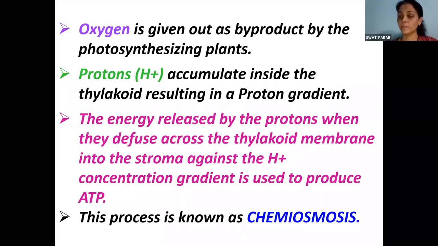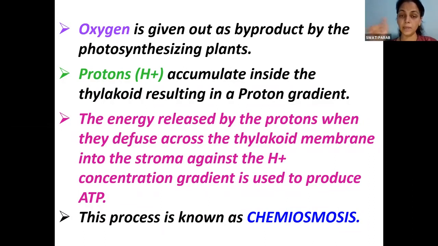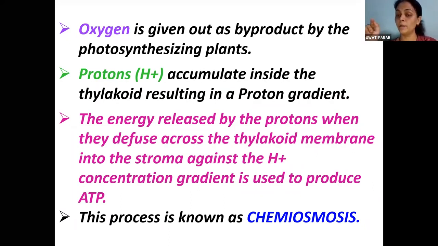Ma'am, can you repeat again? Which point? Ma'am, protons will... Yeah. See, these protons, write down: these protons will be collected in the lumen of the thylakoid. Protons will be accumulated in the lumen of the thylakoid during photosynthesis. Means क्या मतलब हुआ? The protons will pass through the thylakoid membrane and get collected in the lumen of the thylakoid.